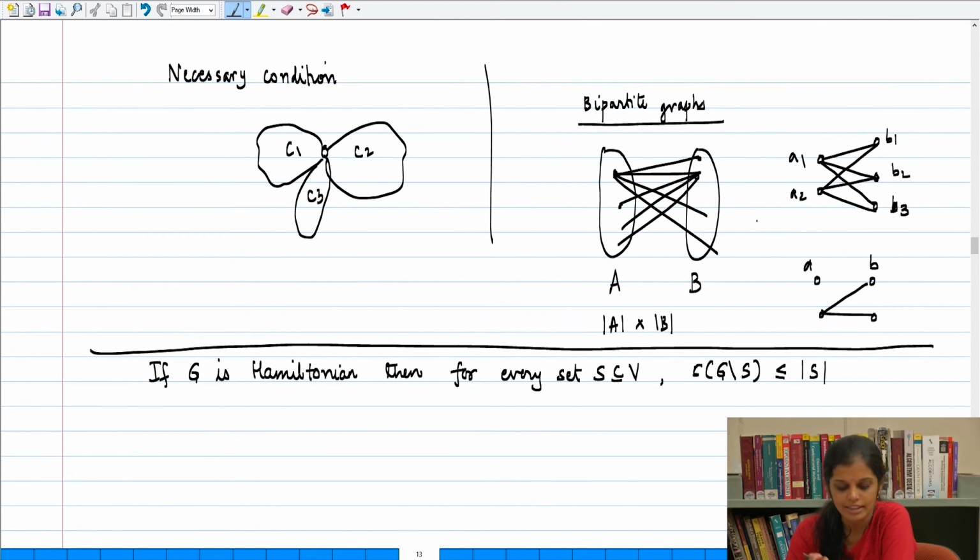So what does this necessary condition tell us? It doesn't say anything about whether a given graph is Hamiltonian unless you show a Hamiltonian cycle. But what it allows you to do is prove that the graph is not Hamiltonian, right? Because for proving that a graph is not Hamiltonian, you only need to exhibit one set of vertices whose removal is going to create large enough components, right? So let us revisit our examples.